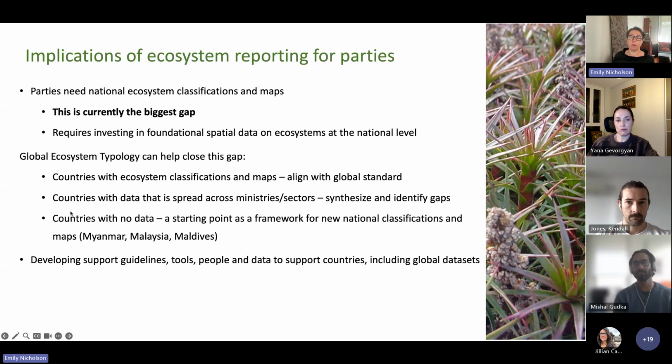And also, a range of different partners are working to develop guidelines and tools, as well as building capacity and people, and providing global and regional data to support countries as they implement the indicators, the ecosystem related indicators.